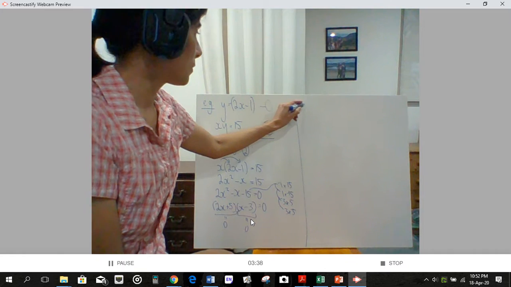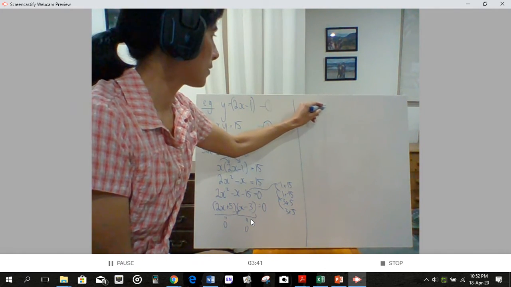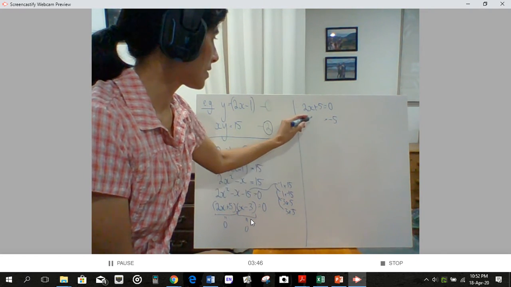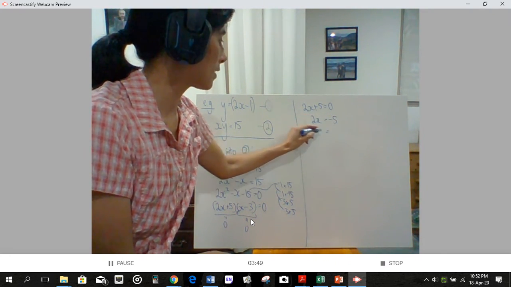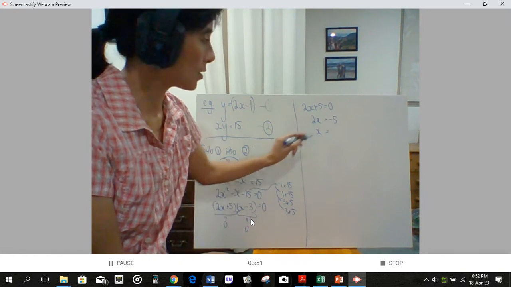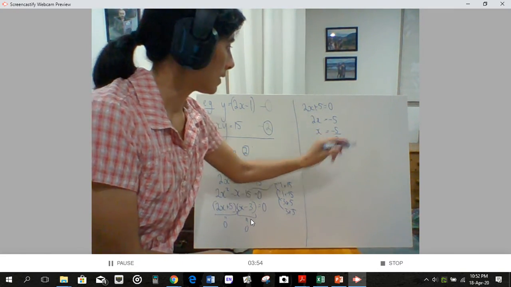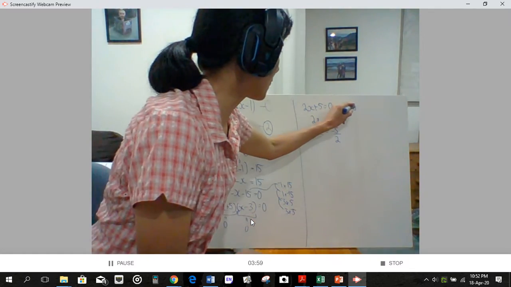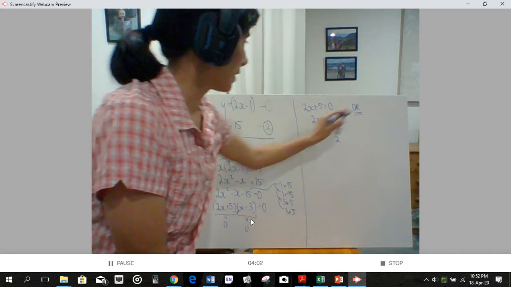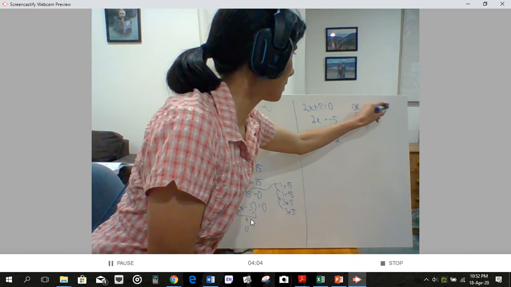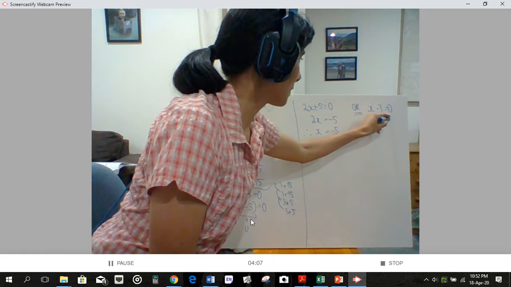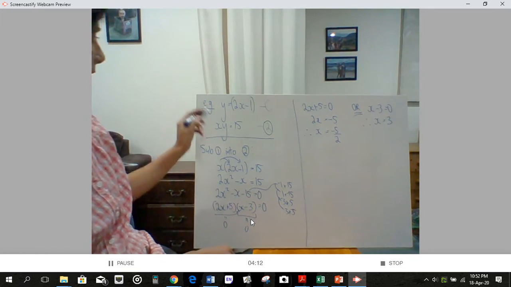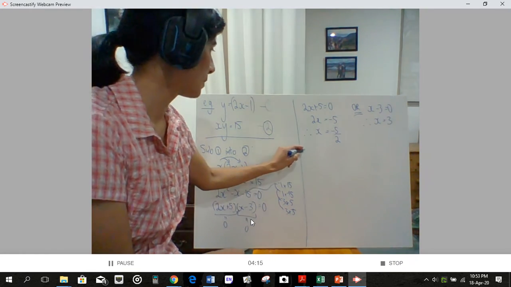If the first one equals 0, we've got 2x plus 5 equals 0. Solving that, moving the 5 across, 2x equals -5. That means x equals -5 over 2. Or, looking at the second factor, x minus 3 equals 0. So x equals 3. To get their corresponding y values, we could substitute into equation 1.